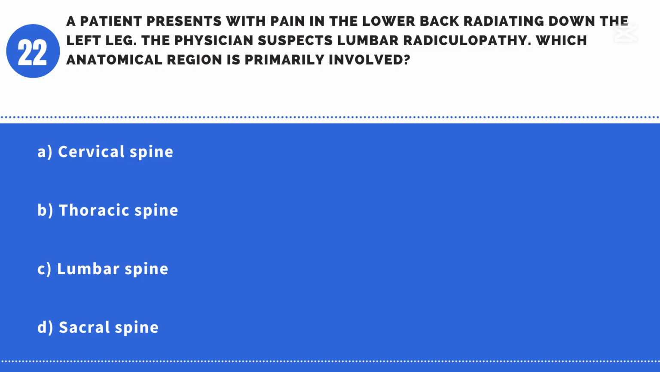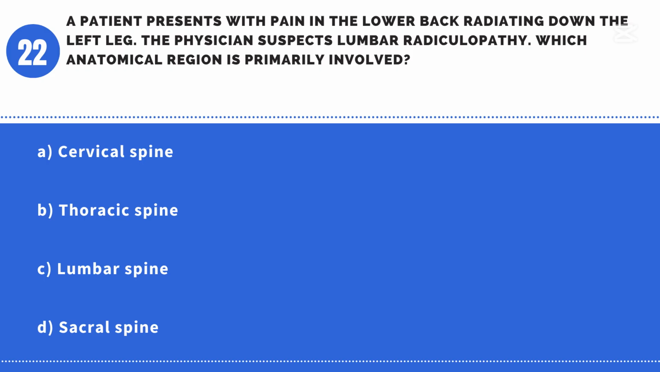Question 22. A patient presents with pain in the lower back radiating down the left leg. The physician suspects lumbar radiculopathy. Which anatomical region is primarily involved? A. Cervical spine. B. Thoracic spine. C. Lumbar spine. D. Sacral spine.